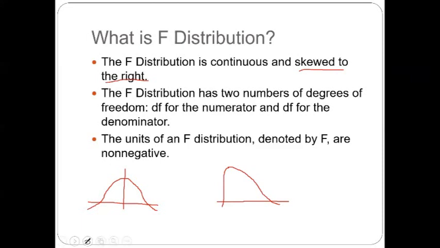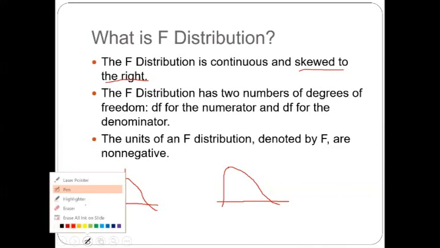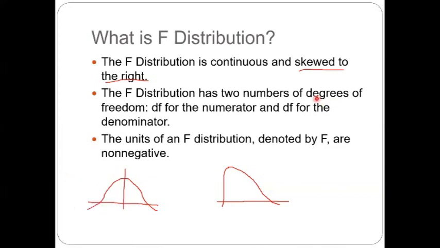Also, for the F distribution, it has two numbers of degrees of freedom. Before, we did not use degrees of freedom. When we discussed the Z distribution, what we determined was the standard deviation or the variance, the mean, and the sample size. But here, additionally, we have degrees of freedom. And given in our table, we have the DF for the numerator and the DF for the denominator. That is the difference.